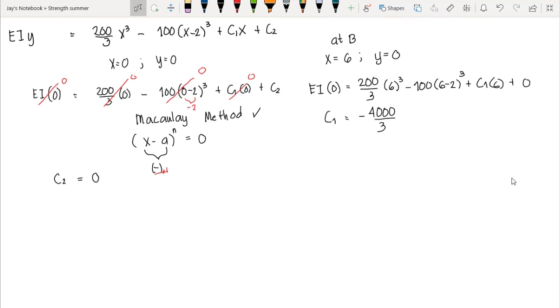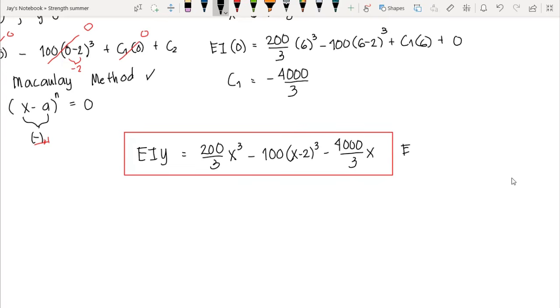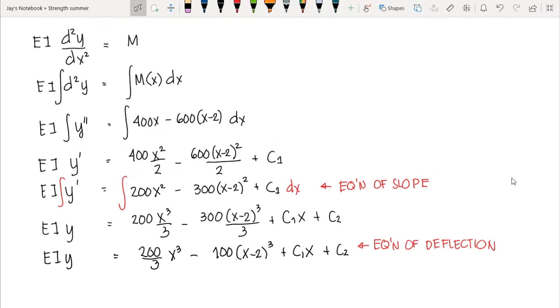Okay? So we have our final equation for the deflection. We have EIy is equal to 200 over 3 x cubed minus 100 times (x minus 2) cubed. Now our C1 here is negative 4,000 over 3 x, and our C2 is equal to 0. So therefore, this is the equation for deflection. Now for the slope, we have to use this equation here.